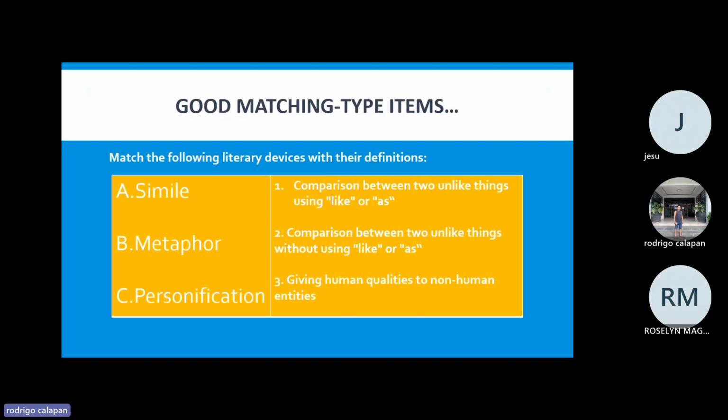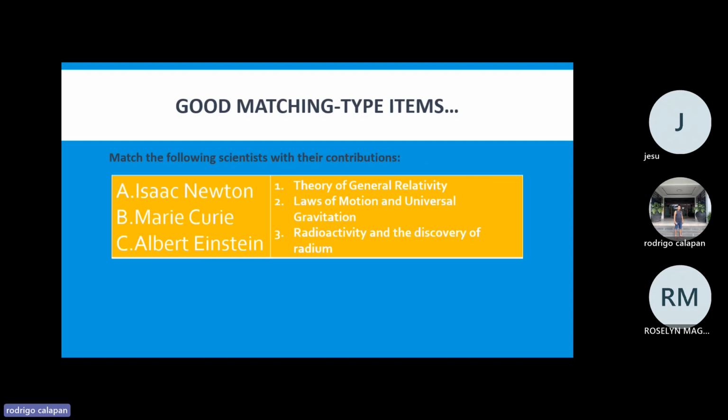This matching item assists students' understanding of literary devices. And the options in the right column are plausible matches for the devices listed in the left column. The item tests students' knowledge regarding the definitions of simile, metaphor, and personification. Another good matching type item. Look at the instruction: match the following scientists with their contributions. So the instruction is very clear.